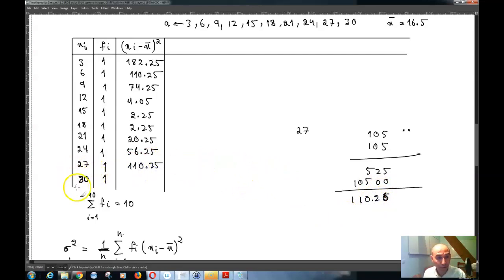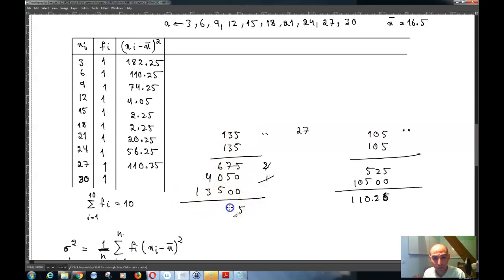110.25. And then you have 30 minus 16.5, which is 13.5, and 135 times 135 with 2 decimal places, which comes to 182.25.